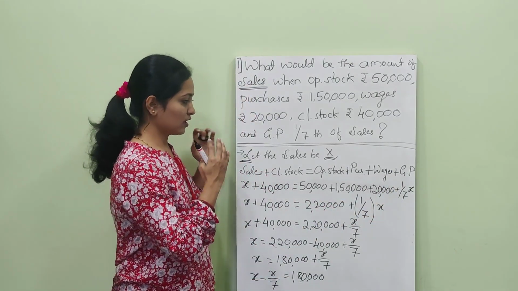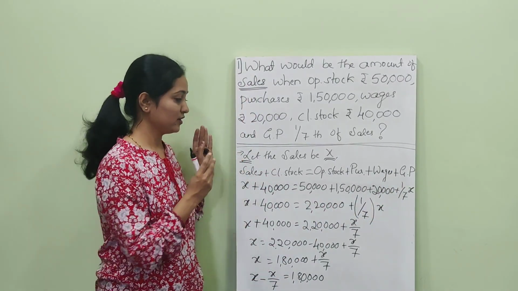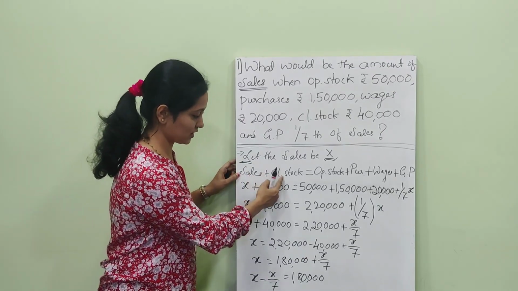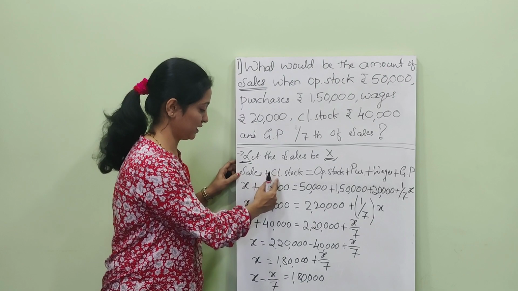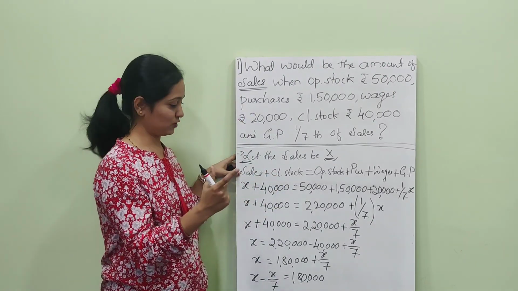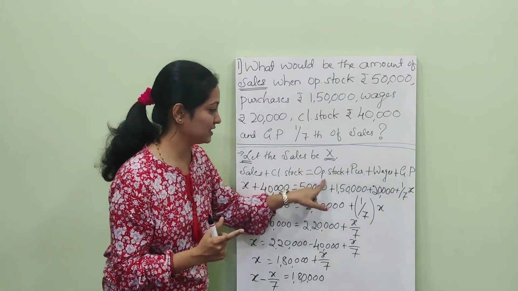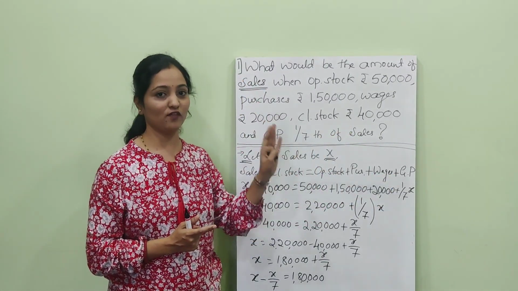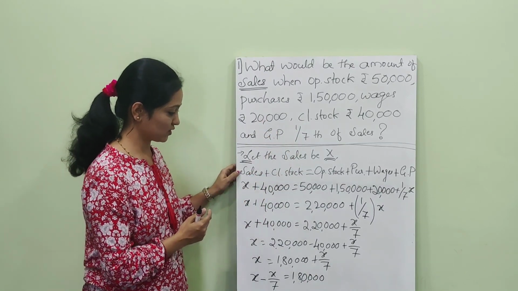So you may have a question that how this formula came. This is nothing but sales and closing stock, these are the credit side items of the trading and P&L account, and these are all the debit side items of the trading and P&L account. So this is the formula.